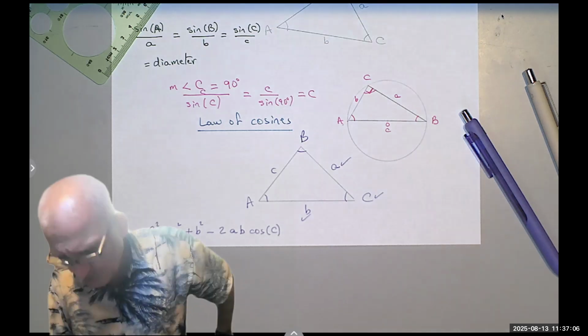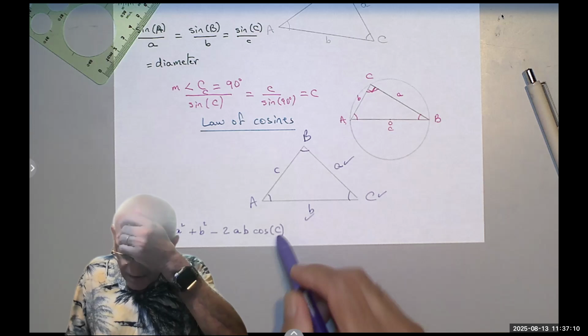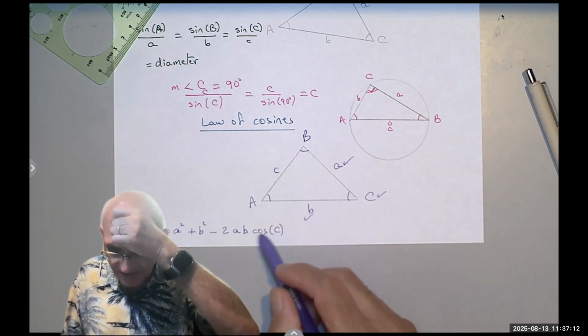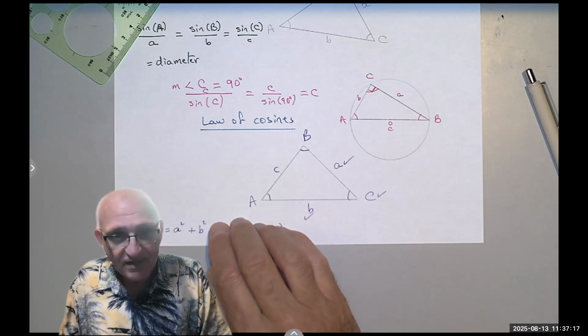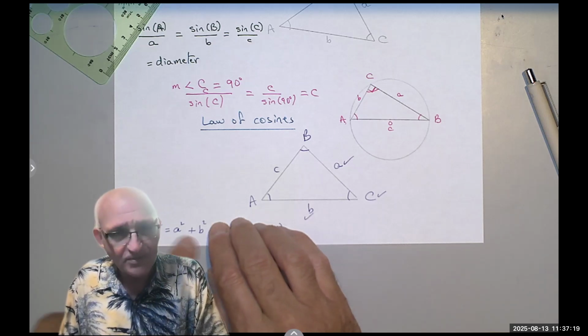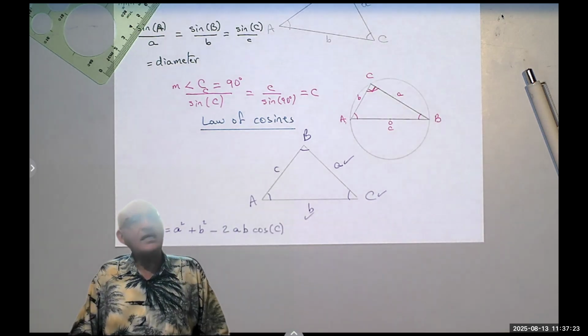So did you see here, if C is 90 degrees, cosine 90 is 0, so this term goes away, and you get the Pythagorean theorem. A square plus B square equals C square, if that was 90 degrees. Nice.